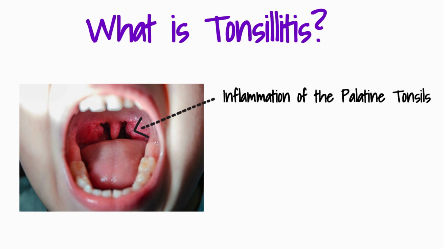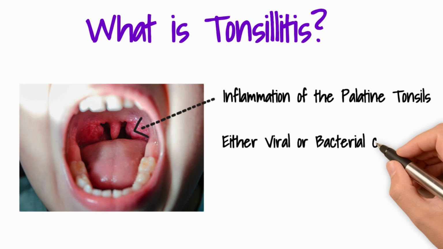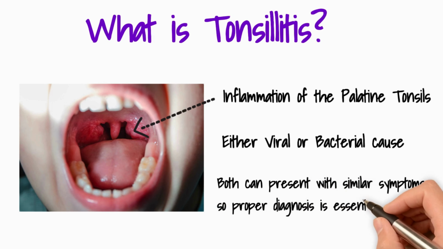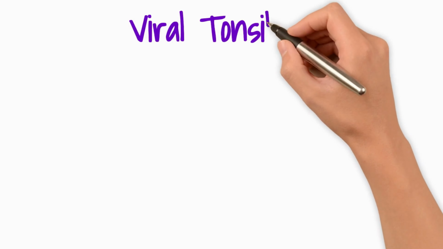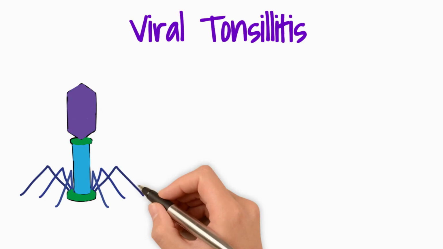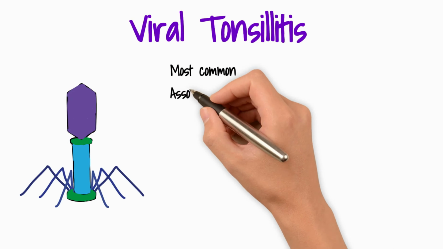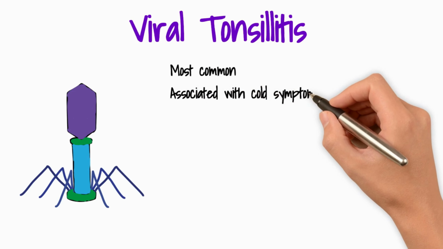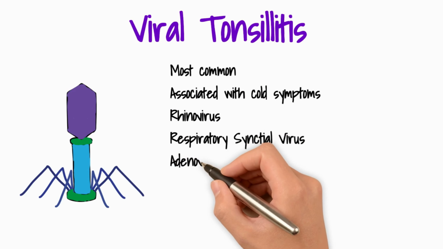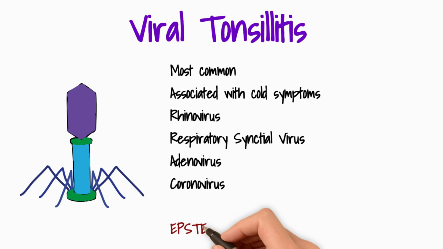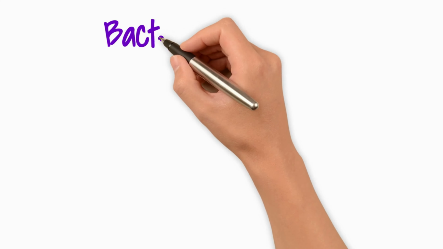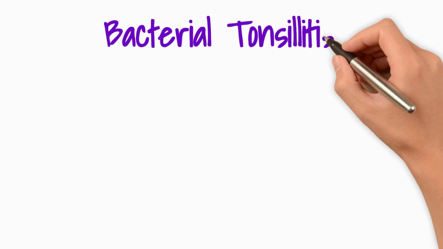It's important to distinguish between them to prevent overuse of antibiotics, as both can present with similar symptoms. Viral tonsillitis is the most common type, and it's usually associated with a common cold such as rhinoviruses or respiratory syncytial viruses, adenoviruses or coronavirus. These don't usually cause complications. The Epstein-Barr virus may also be the causative organism, in which case this may lead to infectious mononucleosis. This is also known as mono in the US or glandular fever in the UK.